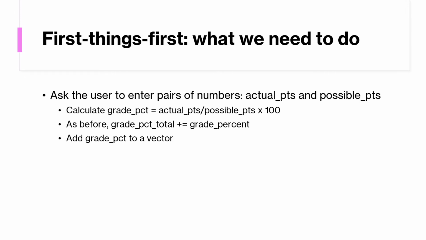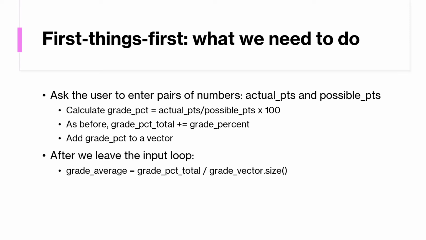Okay, so again, our first things first approach, what we need to do to make this program work. We need to ask the user to enter pairs of numbers, calculate the grade percent. As before, we add the grade percent to a total so that we can find the average. But this time we're going to add grade percent to a vector. After we leave the input loop, we're going to find the grade average by taking the grade percent total and dividing by the size of the grade vector. So the grade vector is going to keep track of how many grades we have for us. We don't have to have an extra variable to do that.